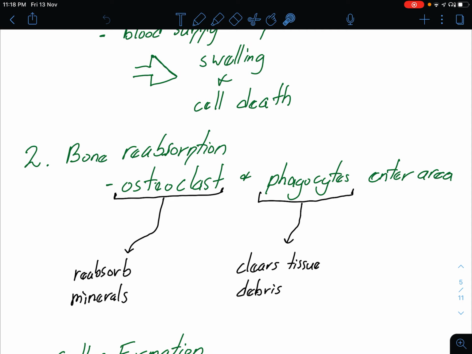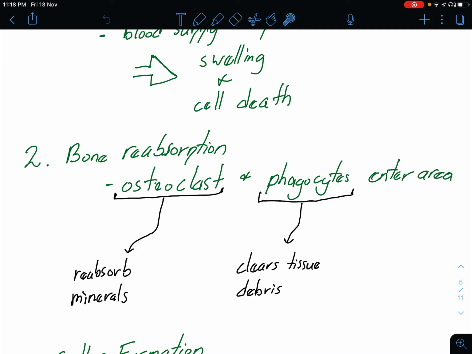And secondly, after the fracture hematoma and the body's response with swelling and cell death, we're going to have bone reabsorption in order to clean up the area. Once we have that fracture, there are going to be fragments of bone and bits of damaged tissue, and in order to get started with the repair process, they first need to clean up the area.